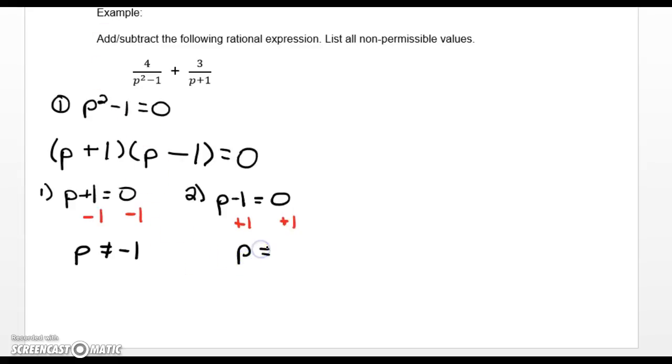So here we have p cannot equal to positive 1. Now we're all done with that first fraction, so now we can look at the second one. This one here is pretty nice. We just have p plus 1, so set that one equal to 0. And this one here is already broken down into its simplest factors.